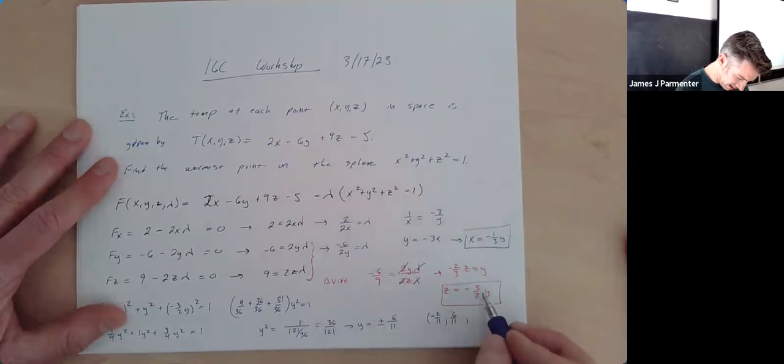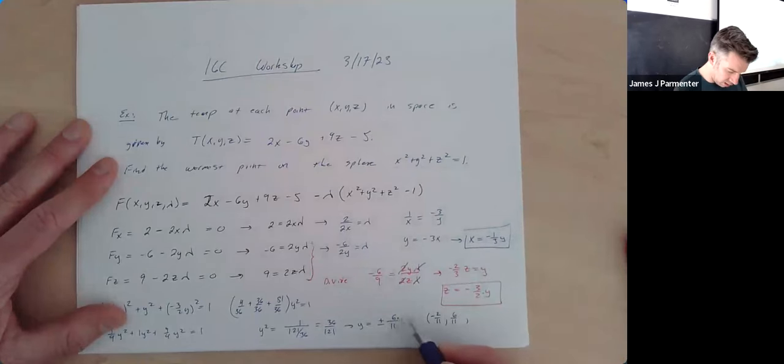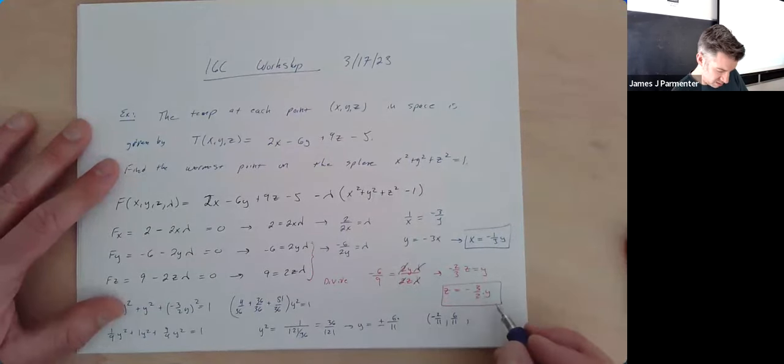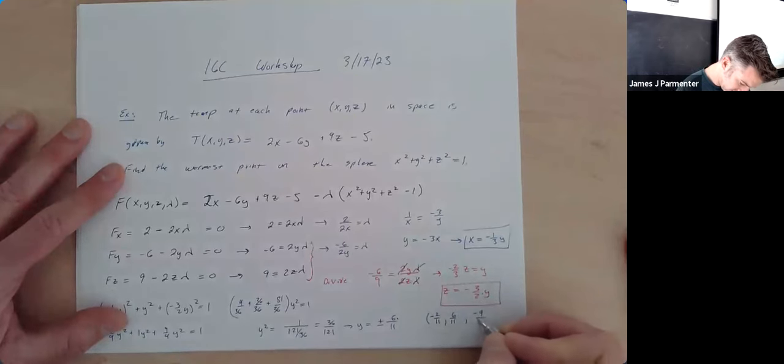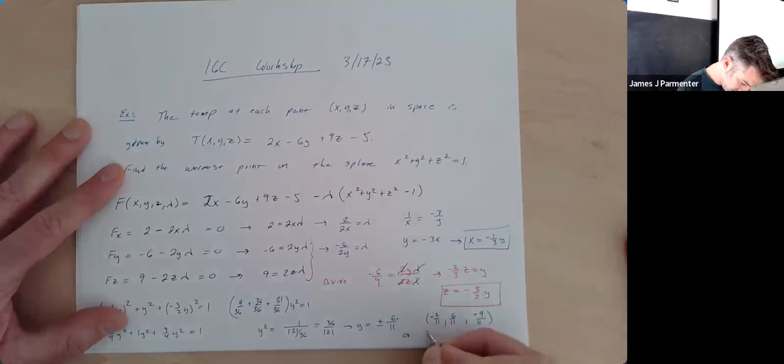Z would be negative 3/2 times 6/11, which is 18 over 22, 9 over 11. So negative 9 over 11. Or the opposite: 2/11, negative 6/11, positive 9/11.